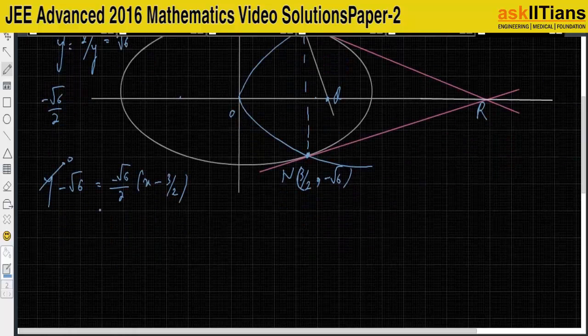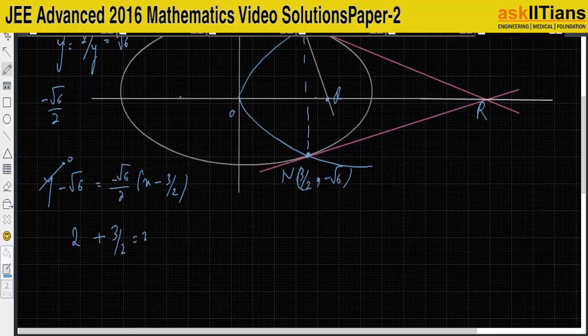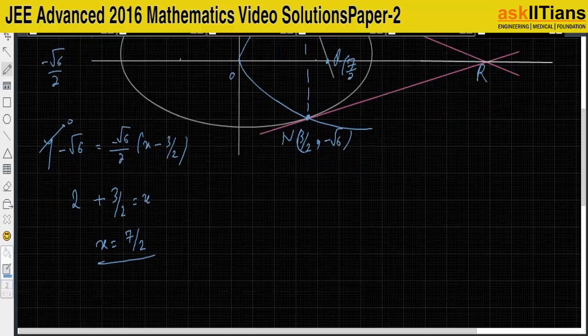So minus root 6 will get cancelled, and I'll get 2 plus 3 by 2, that will be x. So x will be 7 by 2. So this point is 7 by 2 comma 0. Point Q is 7 by 2 comma 0, and what will be point R?